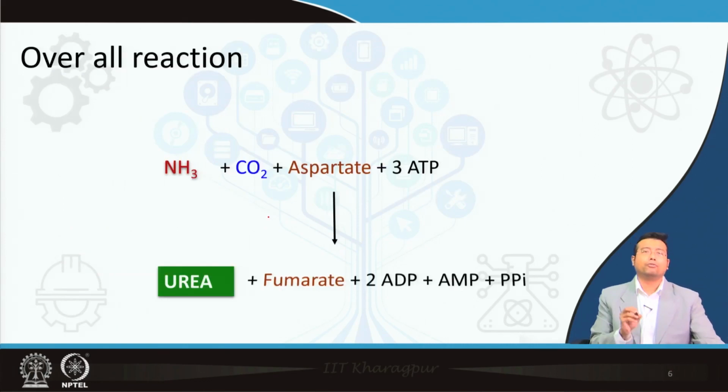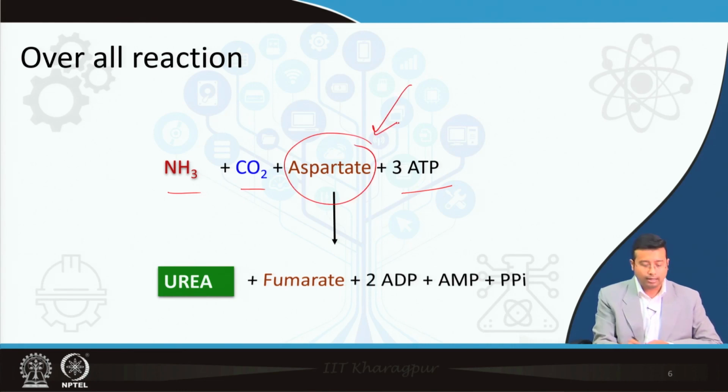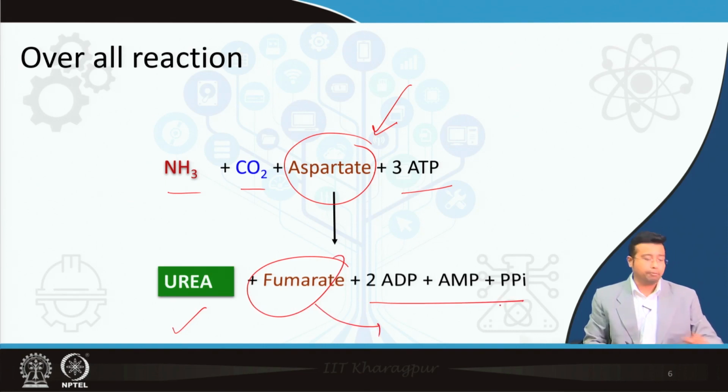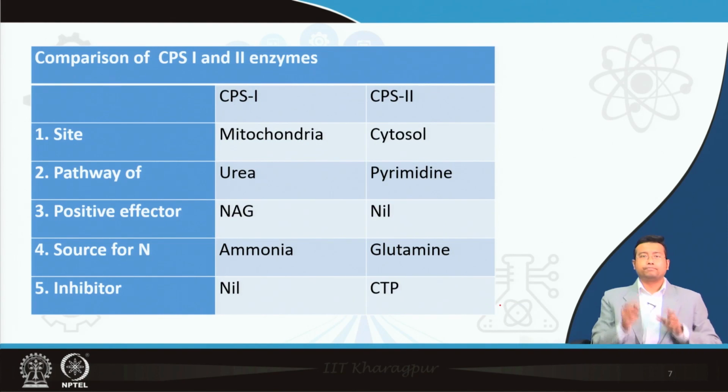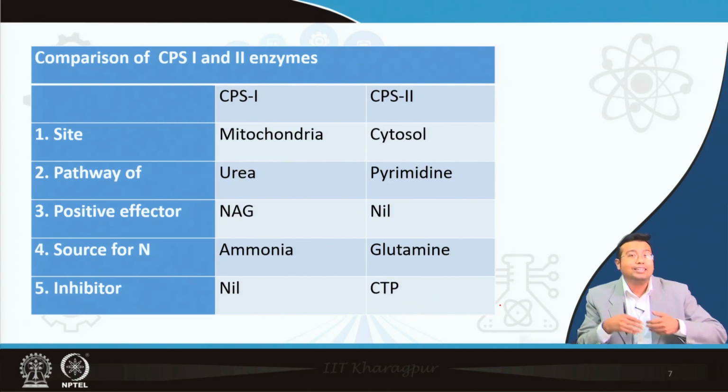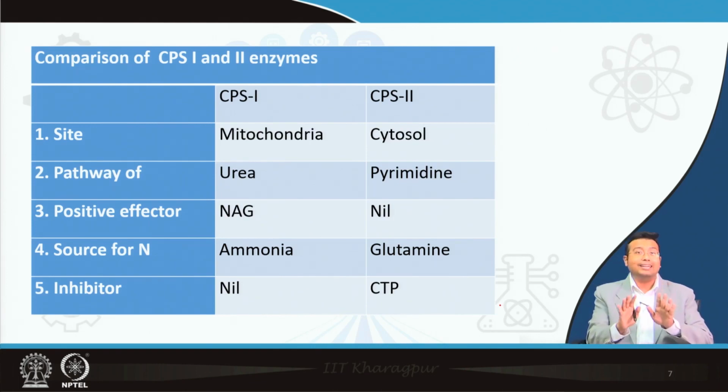So, we all know the final reaction was this: ammonia, carbon dioxide and 3 ATP participating along with aspartate from the TCA cycle. It leads to formation of urea and fumarate, which goes into the TCA cycle, and ultimately 2 ADP, 1 AMP and 1 PPi. Now, I discussed that we will be reading about carbamoyl phosphate synthetase 1 in detail.